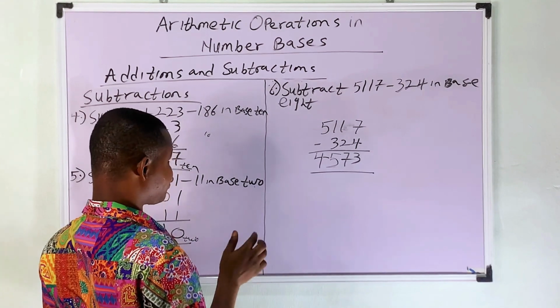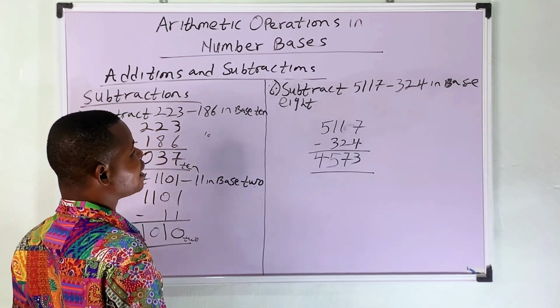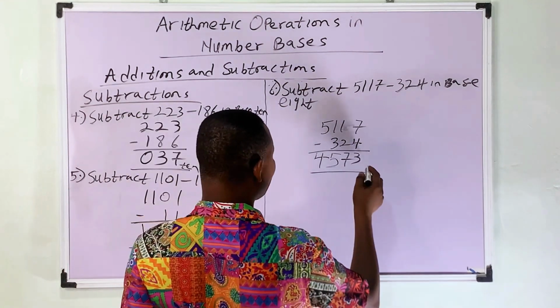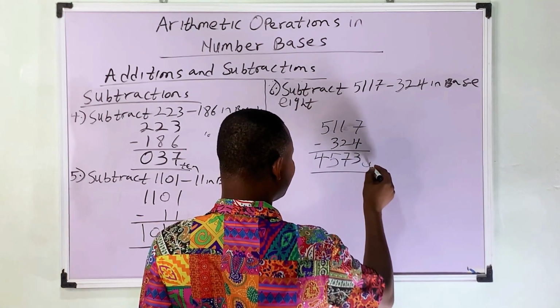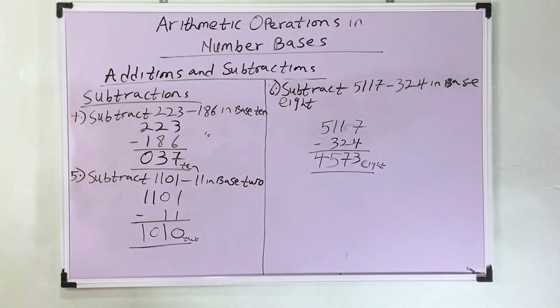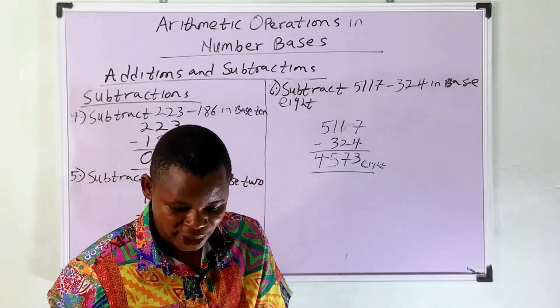That means 5117 minus 324 in base 8 will give us 4573 in base 8. It is as simple as this.